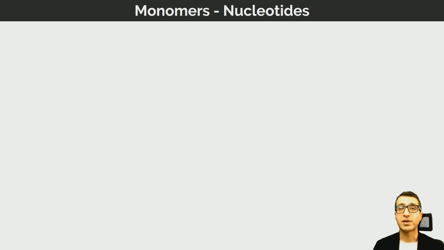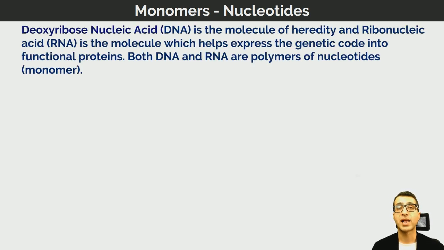So let's have a look now at a third class of biological macromolecules, the nucleic acids. Now, things like DNA, deoxyribose nucleic acid, and RNA, these are a class of biological macromolecules which are associated with heredity, with the encoding of inheritable structural information. And so DNA is the molecule of heredity, and RNA is the molecule which helps express the genetic code into functional proteins. Now, both of these are polymers of nucleotides, which are the monomers.